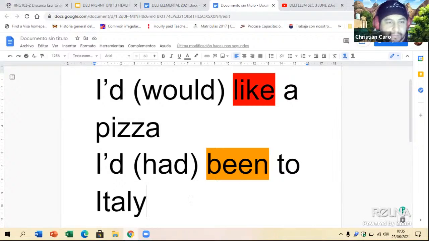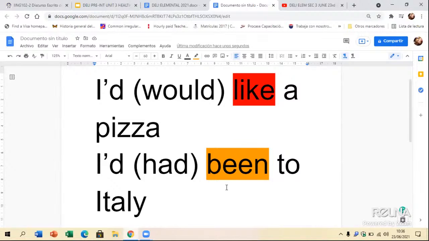Lo que pasa es que va a pasar lo mismo con todos los demás pronombres personales. Yo puedo decir we'd like a pizza, she'd like a pizza, o podría decir we'd been to Italy o she'd been to Italy. Entonces es súper importante. La clave es de que hay que reconocer que este verbo que está aquí podría estar en forma infinitiva, ¿cierto? O en su forma original, como se dice, o podría estar conjugado en past participle. ¿Ya?